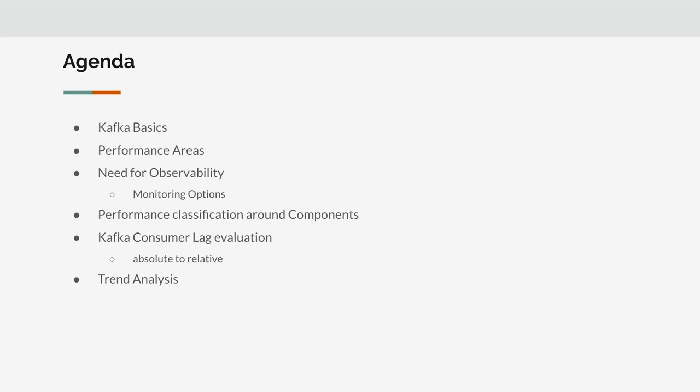Given that disclaimer, we will begin our discussion by dedicating some minutes to understand how Kafka works internally. It is crucial to cover the core fundamentals such that we know where to look when something goes wrong. We will explore the necessity of going beyond monitoring options and adopting an observability mindset. Subsequently, we will focus on the primary performance areas surrounding Kafka, classifying and dissecting the available metrics.